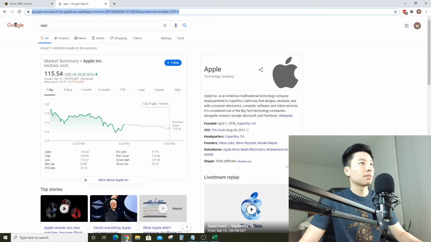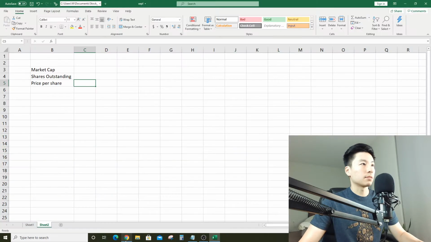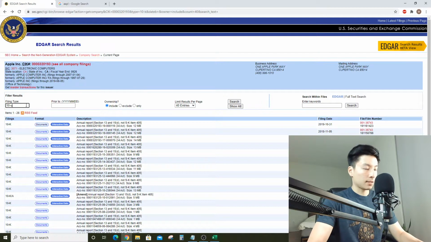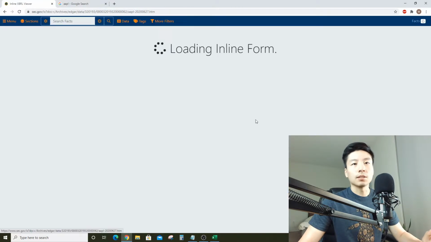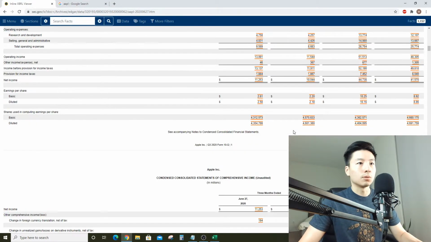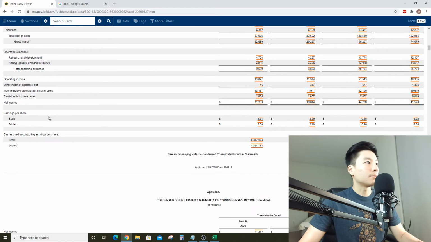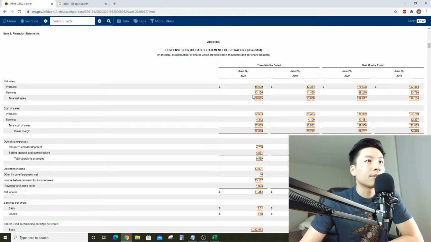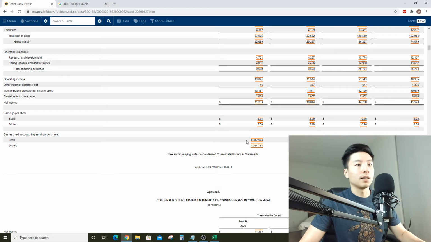Price per share is really easy to find. Today it's 115. Let's just call it 115 per share. And shares outstanding is also easy to find. You want to use the latest, in this case Q2 2020, and it's right here. It says shares used in computing EPS, 4,343,125.757573. Here's a tricky thing. Everything is in millions except the number of shares, which is in thousands. I don't know why, but you have to divide this by 1,000 to keep everything in the same units.